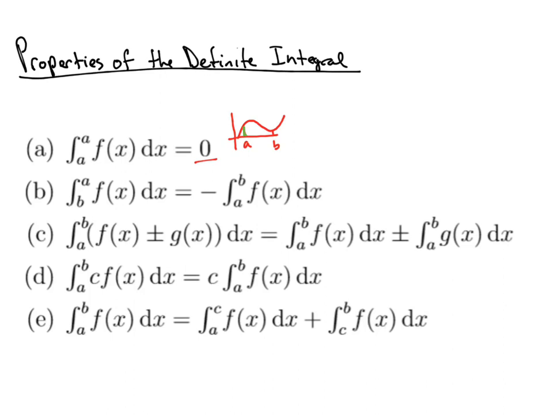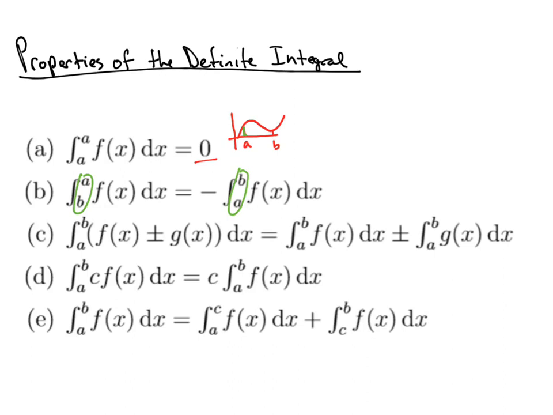The second one, we notice that we have the limits of integration reversed here. So if we're taking the integral of the same function and we reverse the limits of integration, that will mean one of those integrals will be positive and one of them will be negative. So these integrals are opposites of each other.